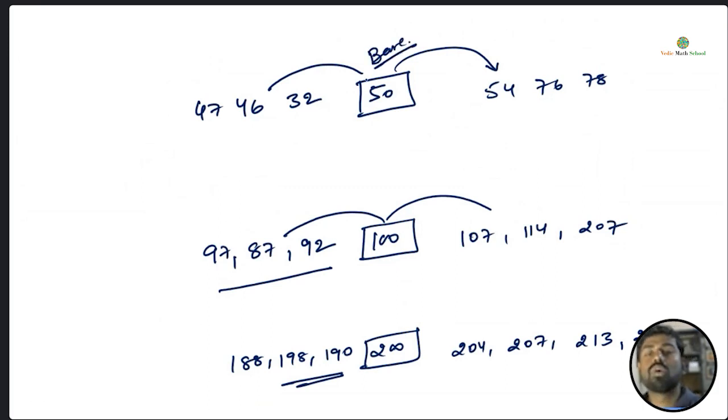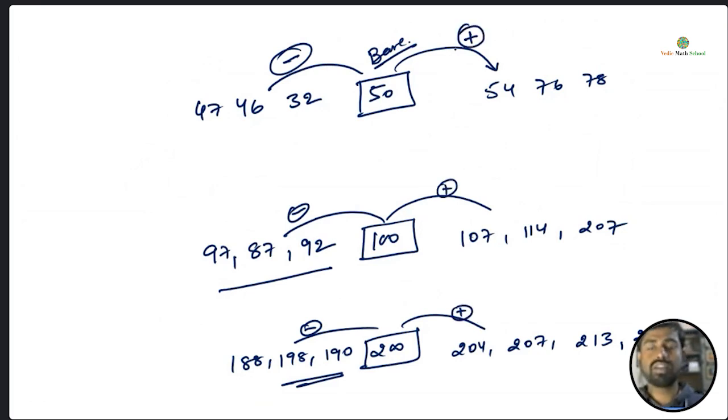Now, what is the difference between when the number is less than the base and when it is greater? The only difference is that when the number is less than the base, you do subtraction. If the number is greater than the base, you do addition. Simple. Understood? When the number is less than 50, less than 100, less than 200, you have to do subtraction. Here you do addition. If you remember this, you will never have any confusion.